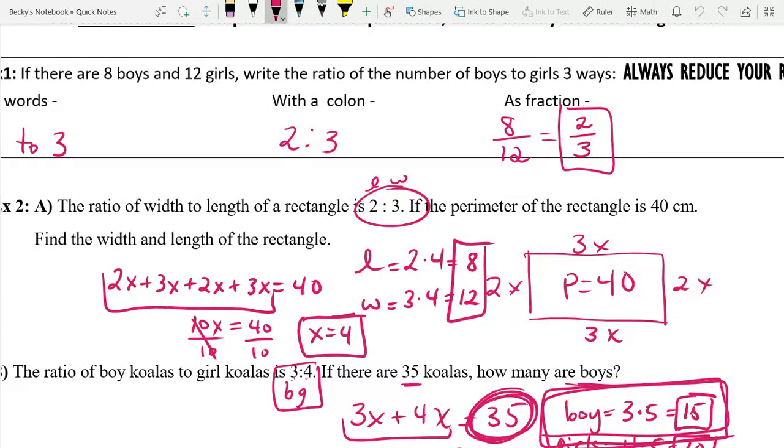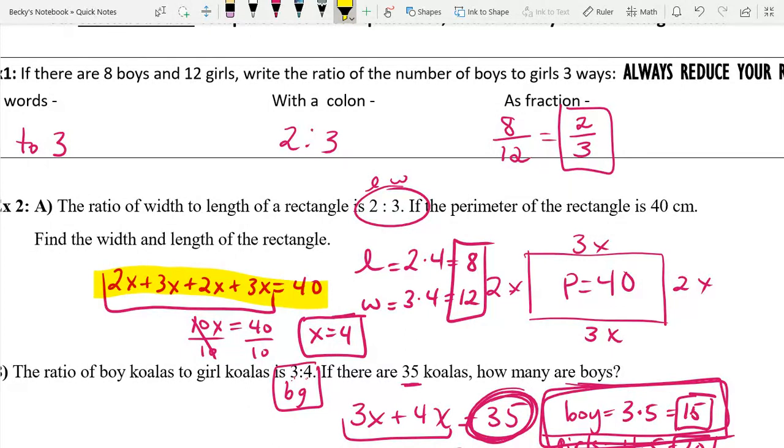Now the perimeter is all the way around. So if you add 2, 3, 2, and 3, it's not 40. So this thing is increasing and getting bigger all at the same scale, at the same rate. So I need to find what that number is. So I'm going to put x next to the 2 and the 3 and add them all together. So if you look over here, I have 2x plus 3x plus 2x plus 3x equals 40.